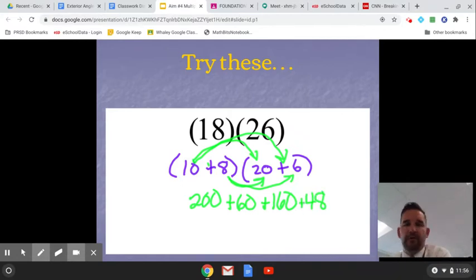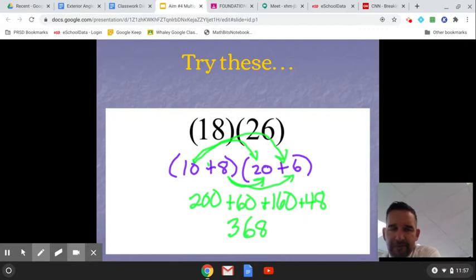Now, there's a few more things I have to add together here. 200 plus 60 is 260, plus another 160 is 320, plus 48, 368. 18 times 26 is 368.